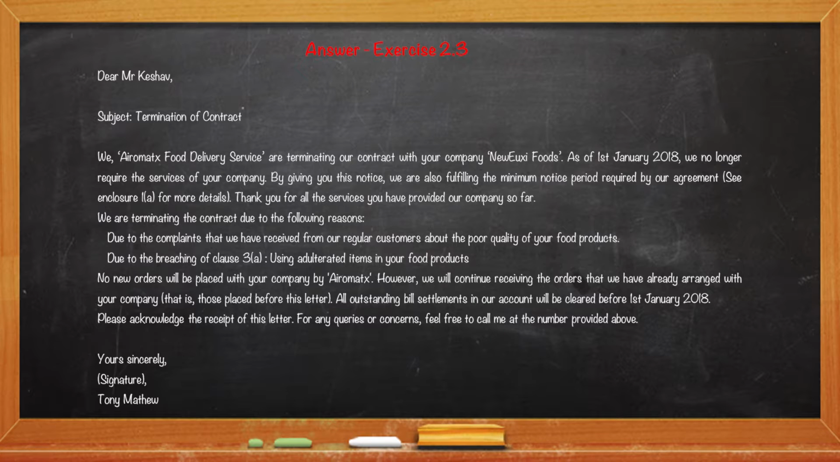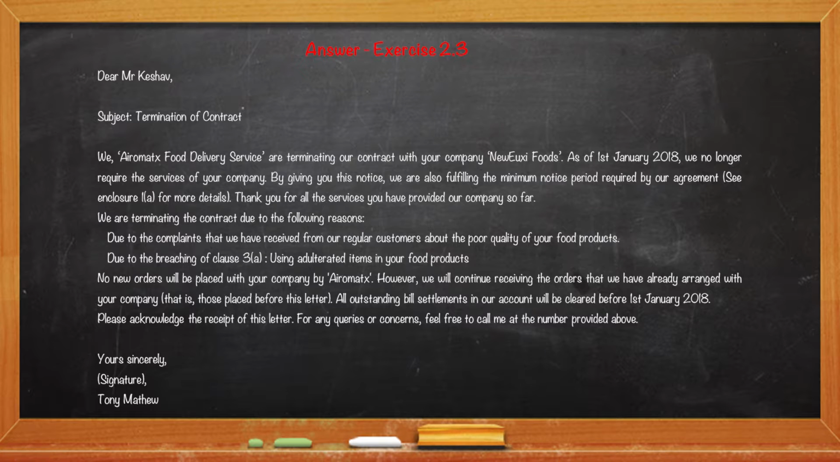We are terminating the contract due to the following reasons. Due to the complaints that we have received from our regular customers about the poor quality of your food products. You do not really need to get into the details. The food did not taste well, or it was stale, or it was unhygienic. You do not have to get into details unless and until it is very clearly specified. And also due to the breaching of clause using adulterated items in your food products.